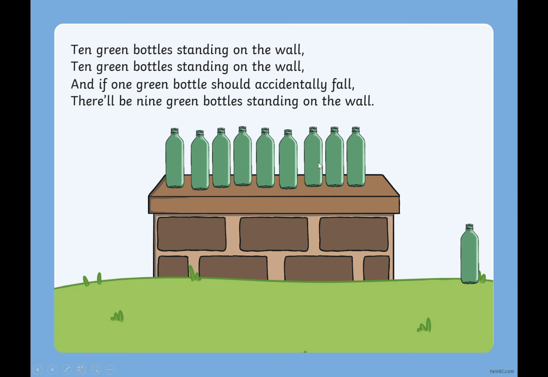So we've got 10, and then 1 green bottle accidentally fell on the floor. How many are left on the wall? Yes, there'll be 9 green bottles standing on the wall. Now, let's have a look at our number sentence for this. So we've got 9 bottles on the wall plus 1 on the floor, which equals 10 altogether. 9 plus 1 equals 10. So we've got 9 on the wall, 1 on the floor, but altogether we still have 10 bottles in our picture.